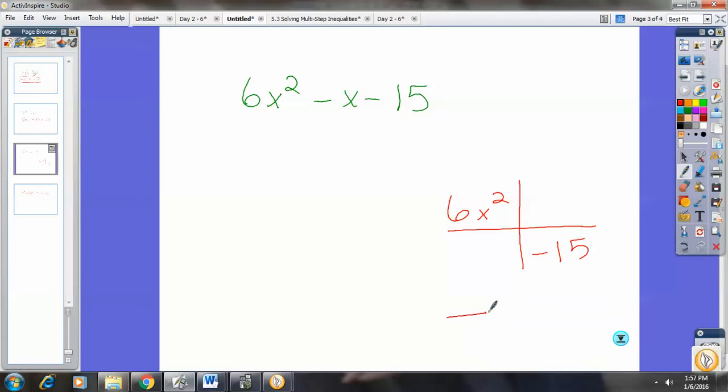So we're looking for 2 numbers that multiply to what? Negative 90. How'd you get negative 90, Emily? 6 times negative 15. You got it. 6 times negative 15 is negative 90. We want those same 2 numbers that multiply to negative 90 to add to negative 1. Negative 10 and 9. Very good. Negative 10 and 9 are the 2 factors.